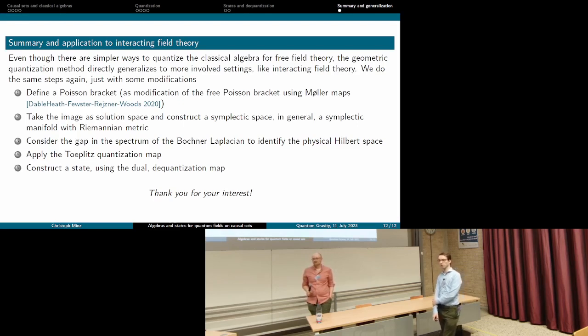So there is the notion of the Peierls bracket you can define. That is a Poisson bracket. Yeah.